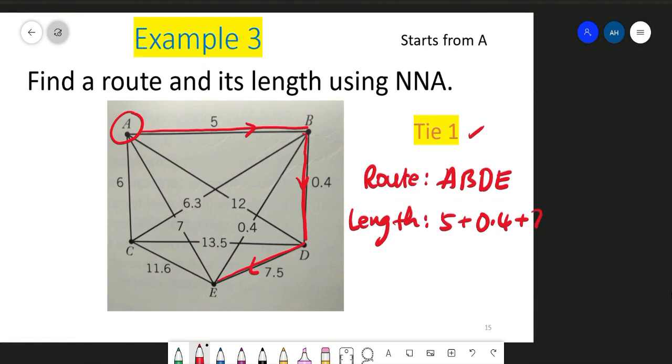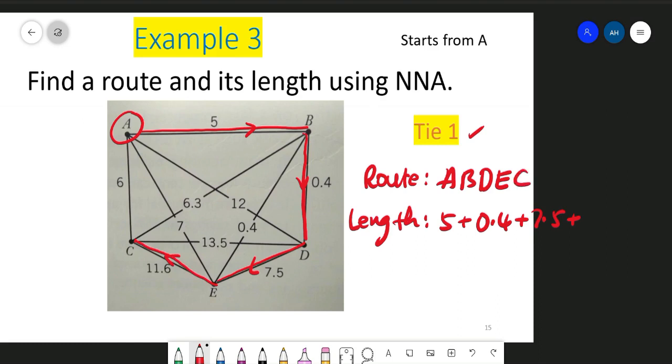So this is 7.5. Now from point E we have no choice, but we have to go to C, because every other vertex we have already visited. We have to go from E to C.